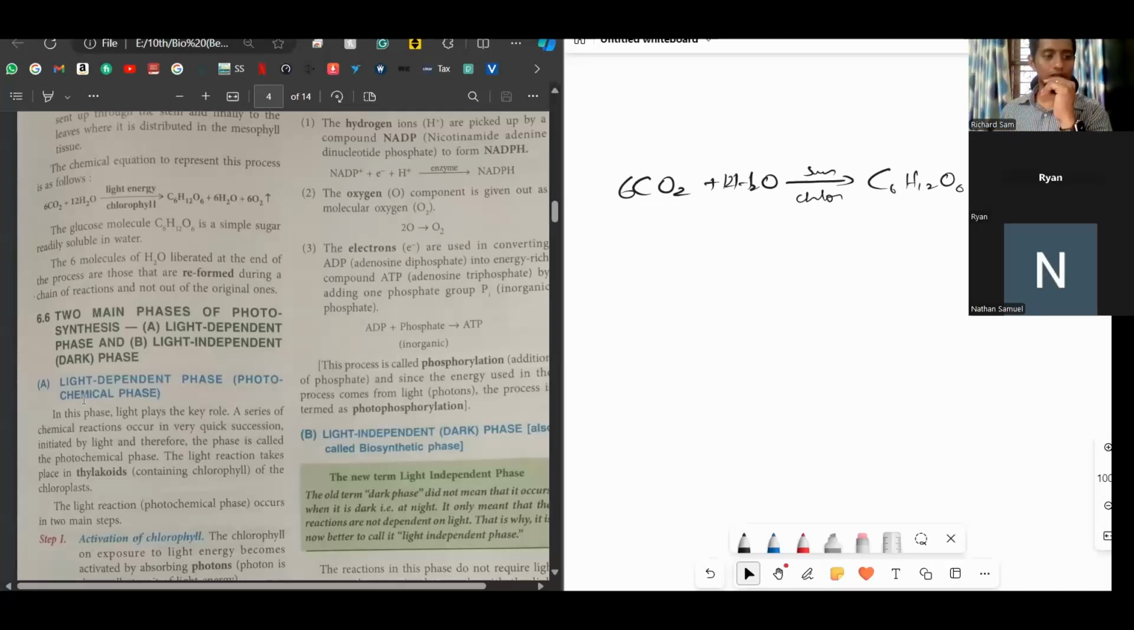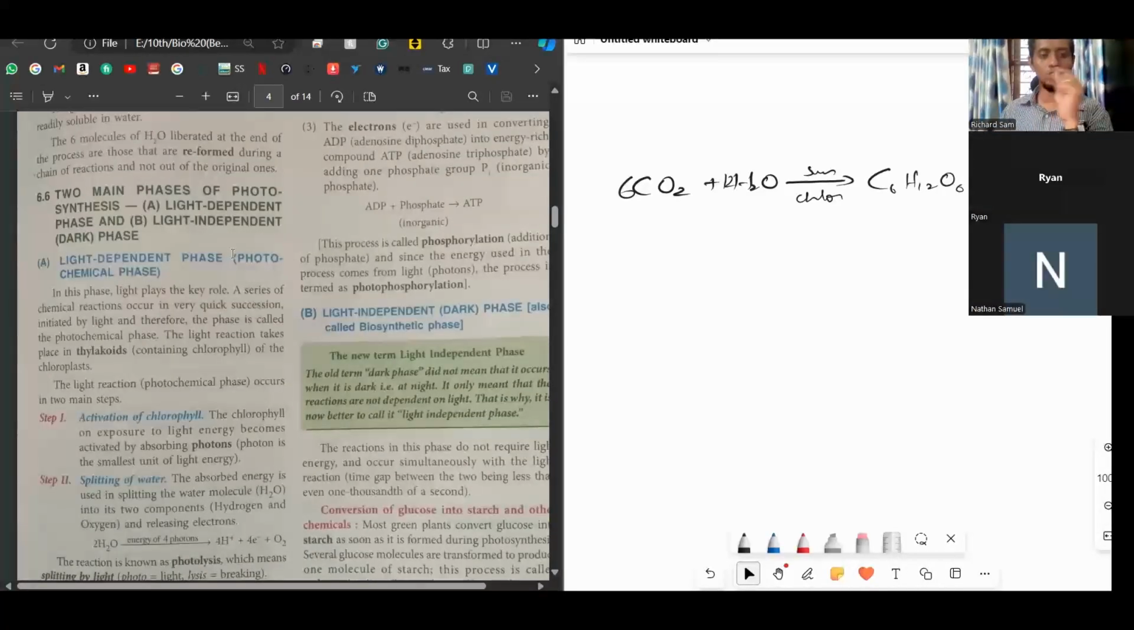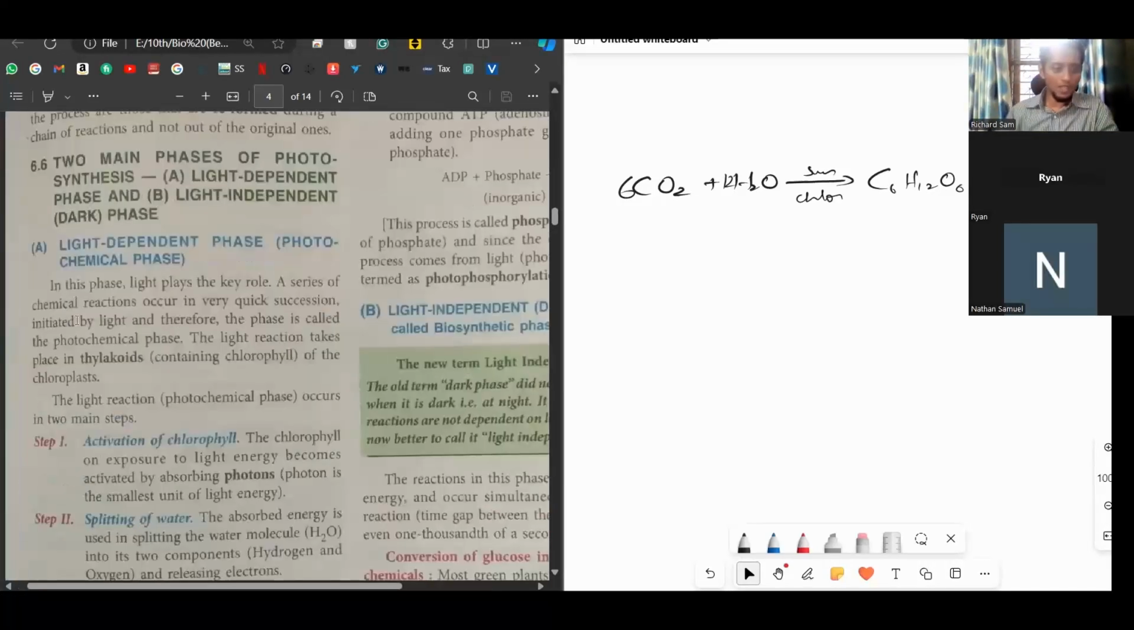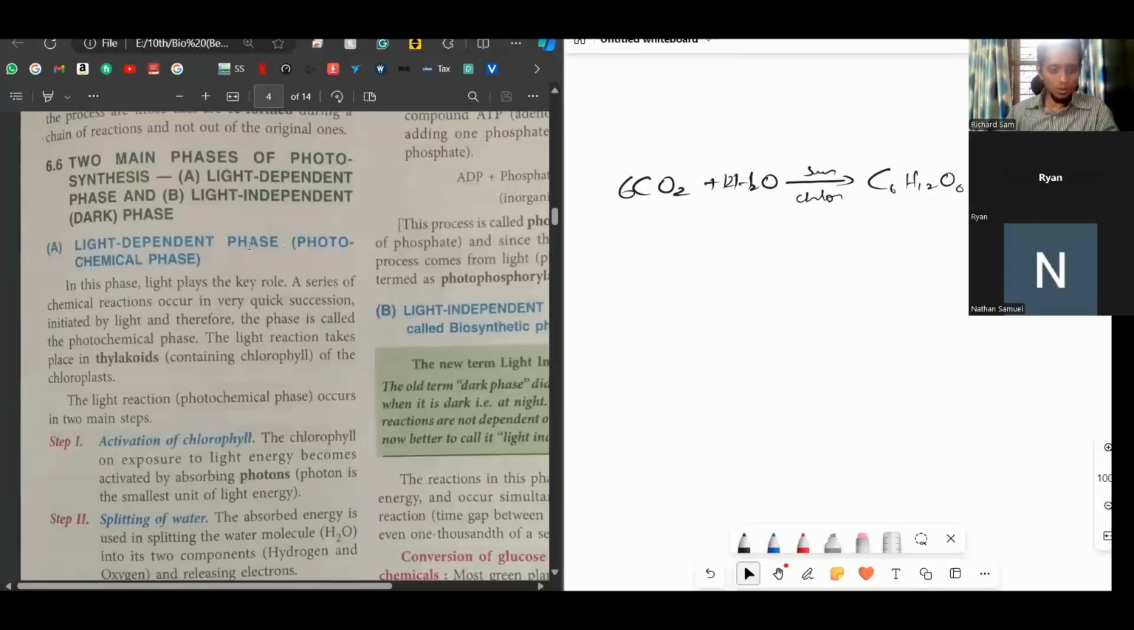Now let's see what the first phase, the light dependent phase, is. It's also called the photochemical phase. Photo means light, right? Why do we call a photo a photo? Because it works with the help of light. Without light, you can't take a photo, right? So this first phase is the photochemical phase, which takes place in the presence of light.